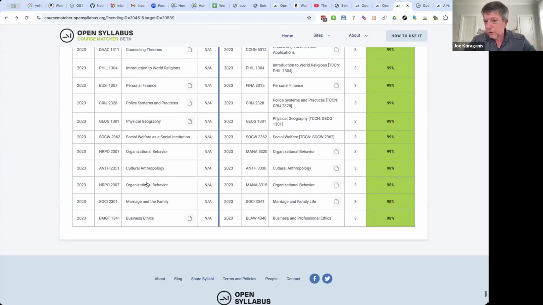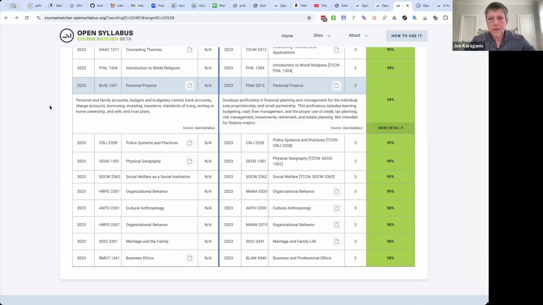transferable or valid. So a computer science course may have much stricter recency requirements than a course on 18th century British literature. So this is the kind of comparison we can make through the course matcher.